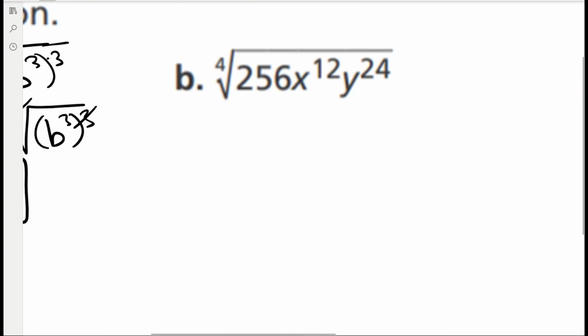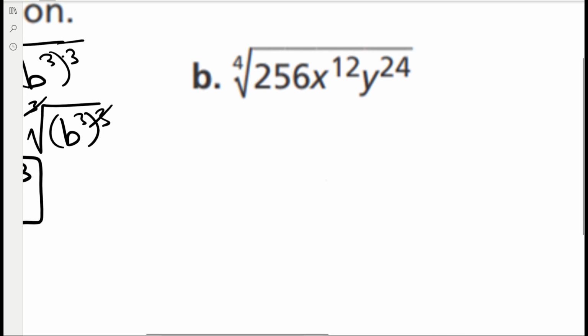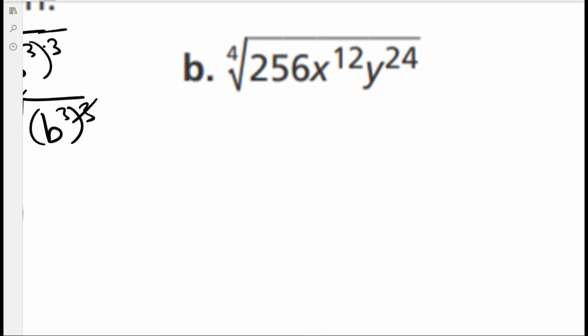Alright, so let's look at this one. This is even, so I will have to worry about the absolute value at some point. You know, as a rule of thumb, just leave it as absolute value if it's even. So we have here 4th root of 256. So we definitely need to break this number down.